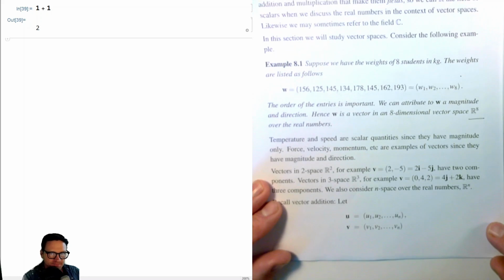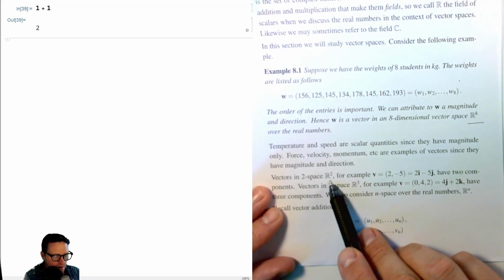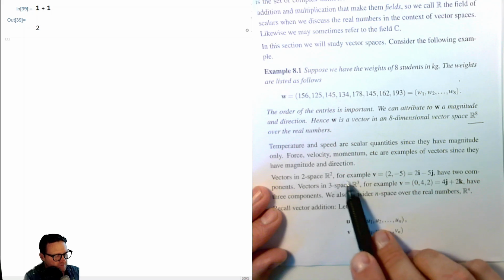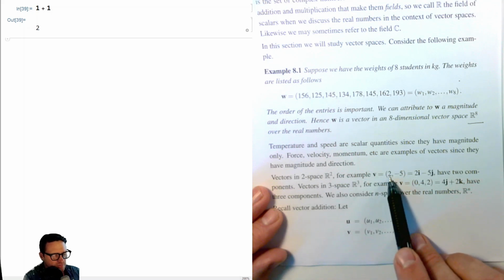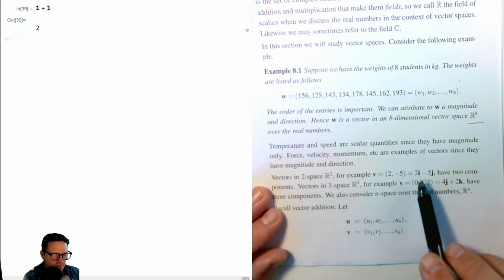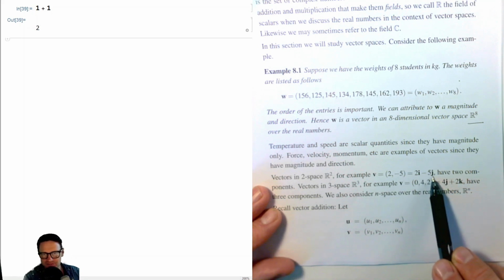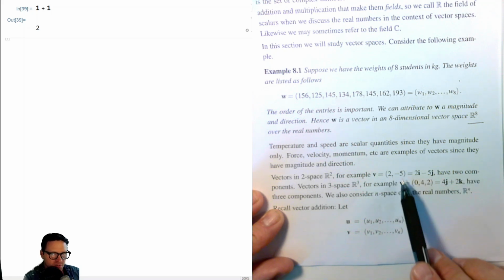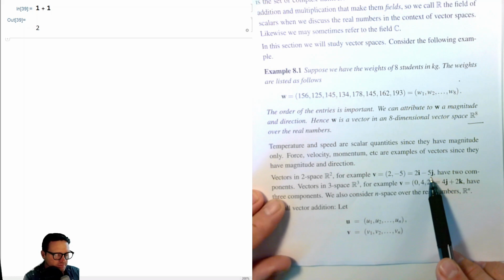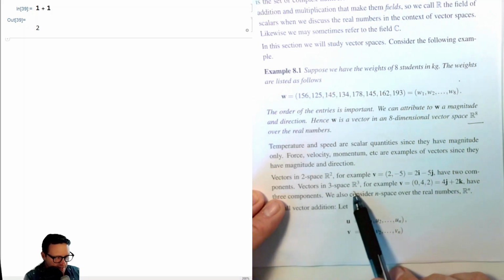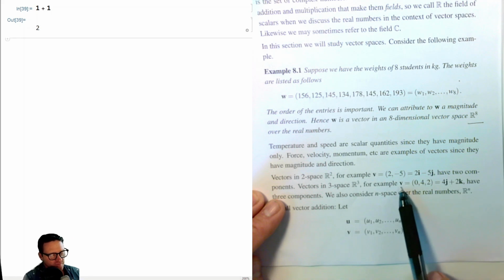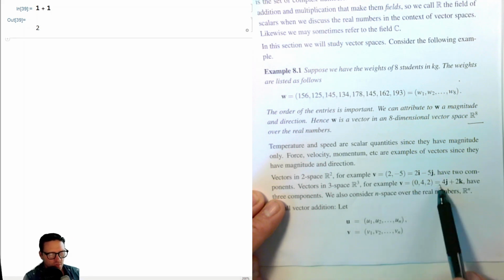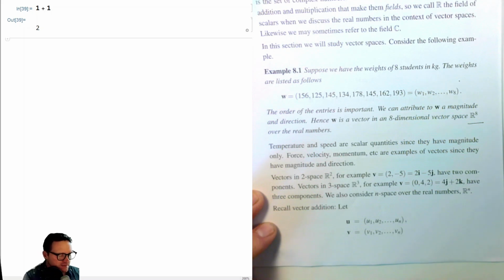Vectors in 2 space, denoted R superscript 2, for example, (2, -5), which you could also write as 2i - 5j, have 2 components. All right, so 1, 2 components, 1, 2 components. Vectors in 3 space are R superscript 3 over the field of real numbers. For example, v is (0, 4, 2), or 4j + 2k. These have 3 components.